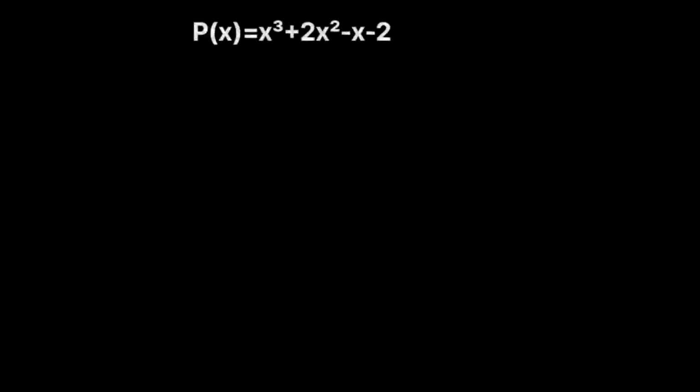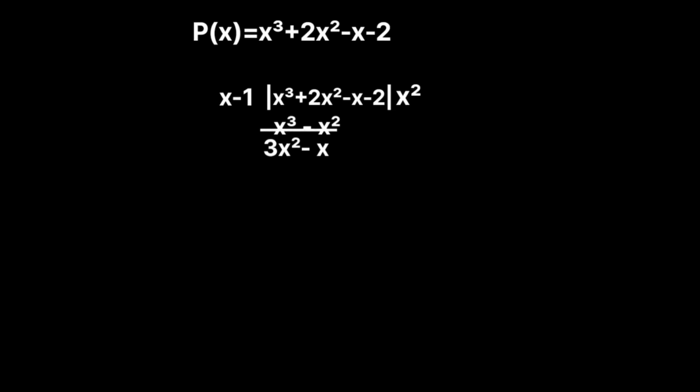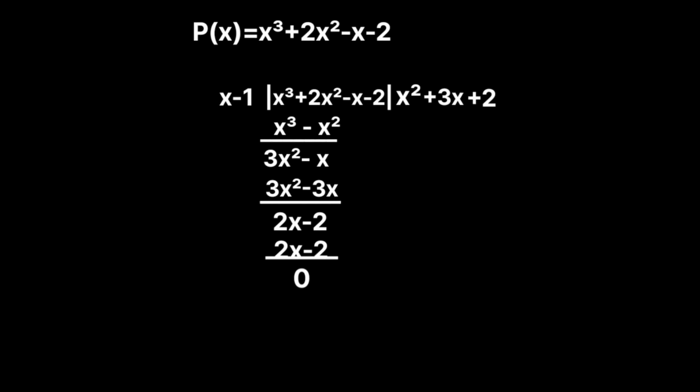Let us say we have a polynomial p of x which is supposed to be factorized by the long division method. Now in order to do this, we take a random linear polynomial and divide p of x by this. Here we took x minus 1 as the divisor. Upon division, we see x minus 1 is a factor of p of x. So p of x can be written as the product of the factors we just got.